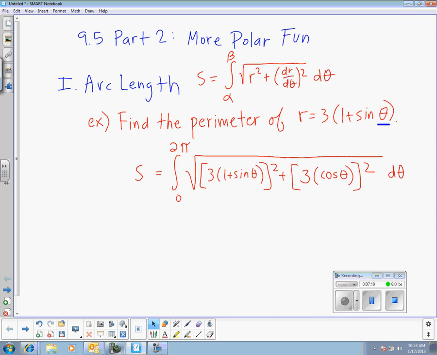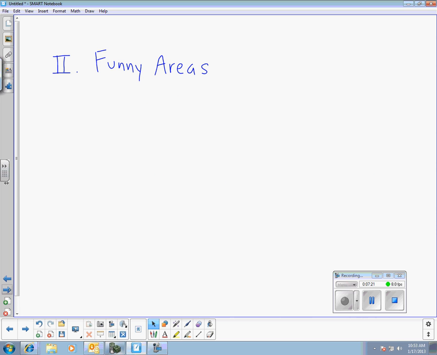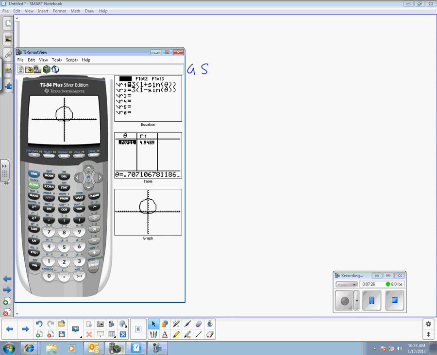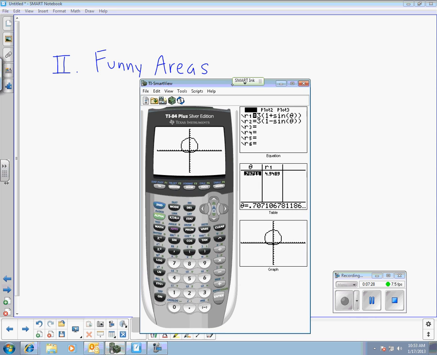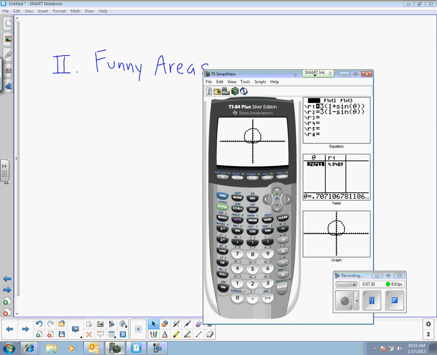And the next topic is, we did areas. I'm going to call this one funny areas. There's a question in your book that asks, what's the common interior of this graph and the same graph with a minus? If you graph both of those, you get two of these heart shapes, one on top of the other. Common interior just means the area that's inside both of them. So I'm going to adjust my window a little bit so we can see that area better.